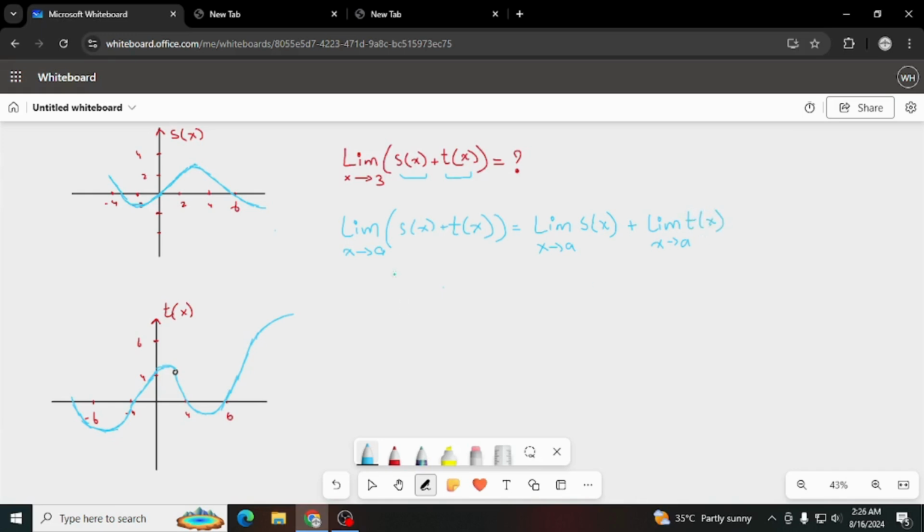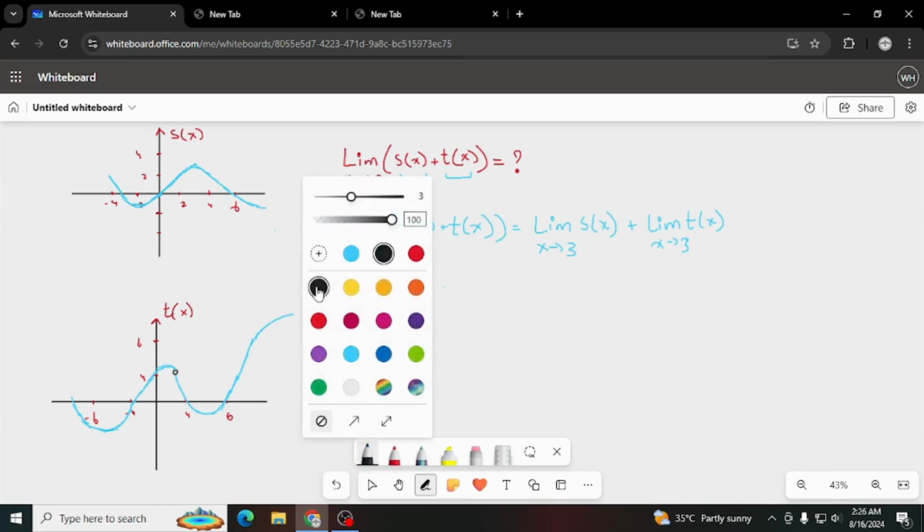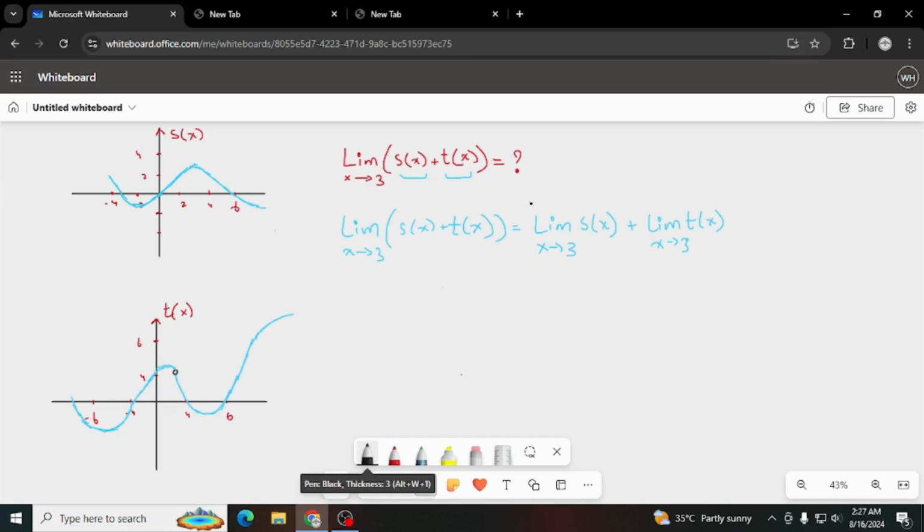Now we are going to use this property to solve this problem. In order to do that, I'm just going to replace this a right here with 3, because x is approaching 3 in all cases. So I'm going to write 3 right over here. All of these limits are approaching 3. And now we are going to see what limit each of these is approaching.